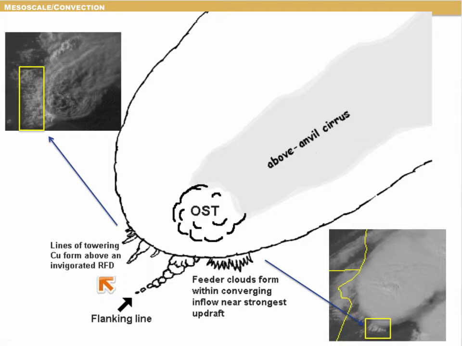West of or up shear of the flanking line, you may observe lines of towering cumulus that form above an invigorated RFD. These clouds do not act as inflow into the storm the way inflow feeder clouds behave. Instead, they develop above the RFD and are an active area of research. What we know at this time is that when you do observe these clouds, the storm is intensifying and or near peak intensity.